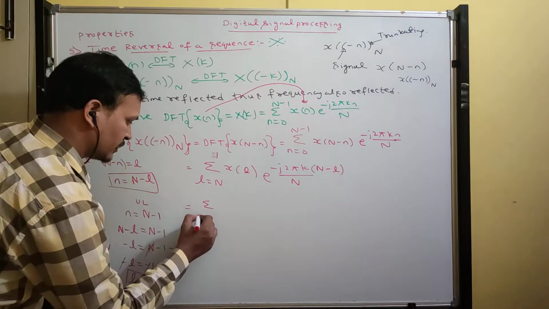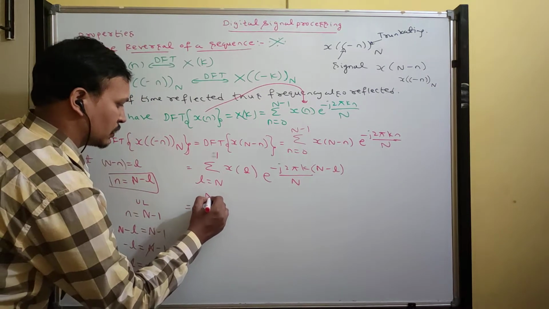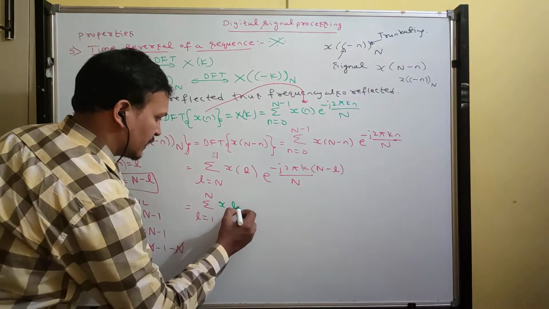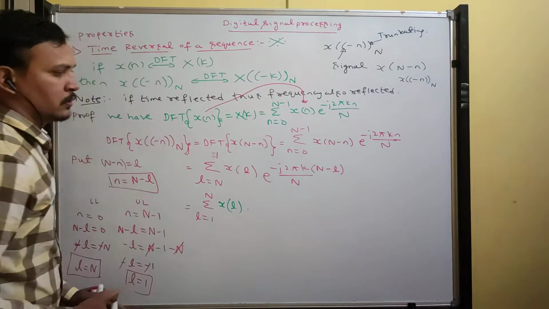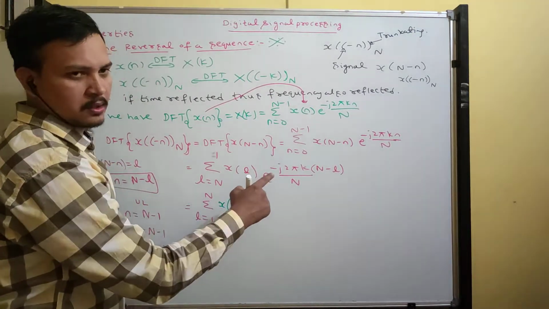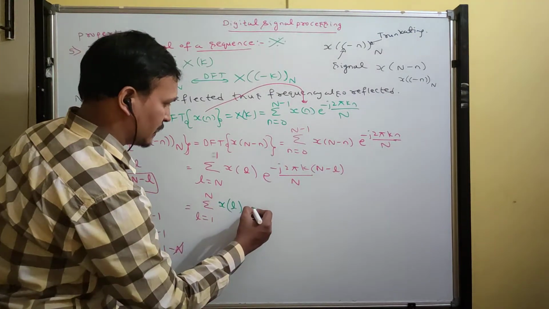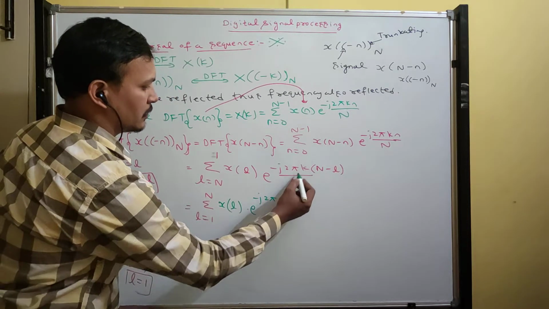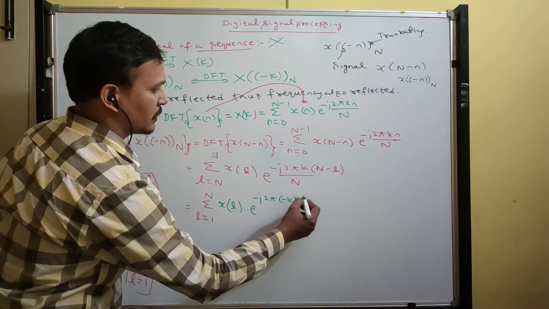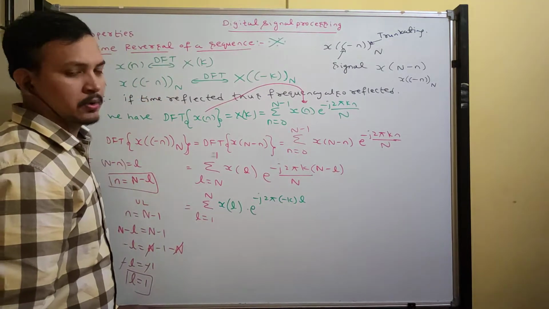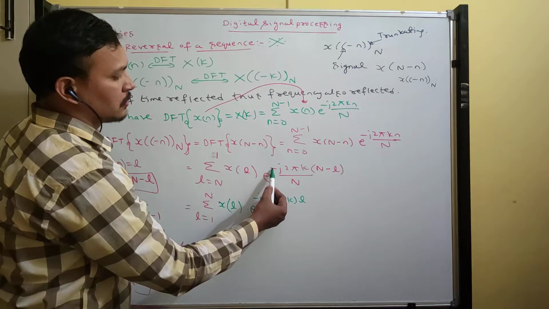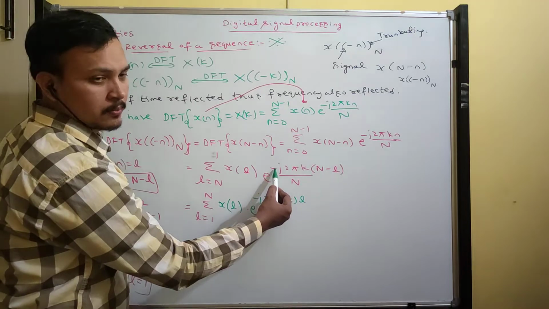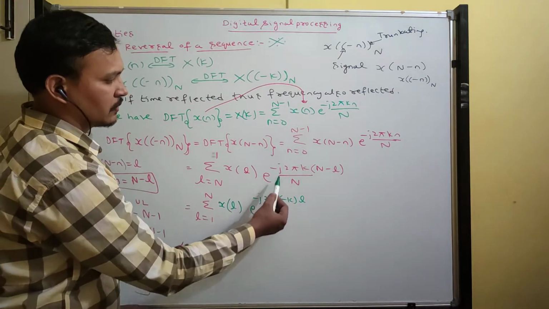By interchanging the limits, we can write like this: summation l equals 1 to n, x of l into, now multiply this exponential for these two terms. While multiplying, I am going to write e power minus j 2 pi minus k into l. Look here, minus into minus gives plus, you will get that term.